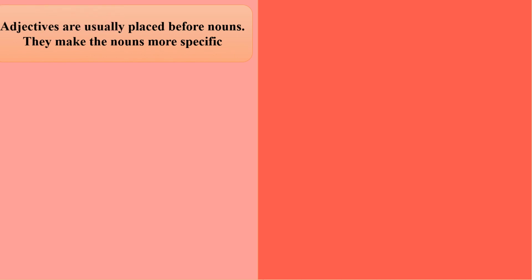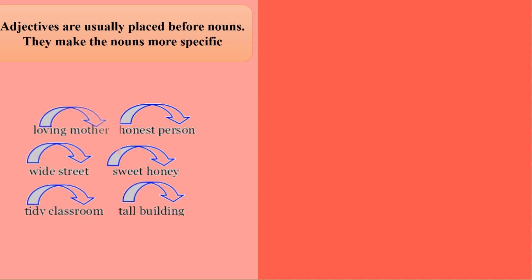Now few points to be remembered and kept in mind. Adjectives are usually placed before nouns. They make the nouns more specific. Loving mother, honest person, wide street, sweet honey, the taste, tidy classroom, how it looks, the classroom looks neat and tidy, tall building, the size and the shape.